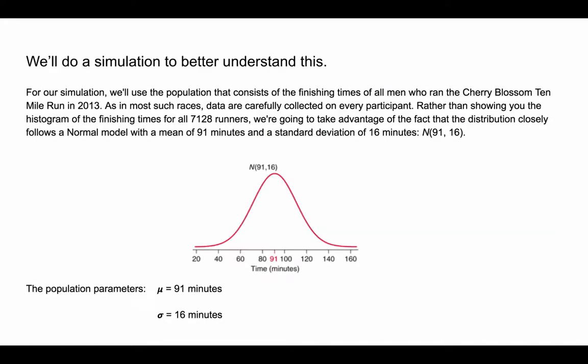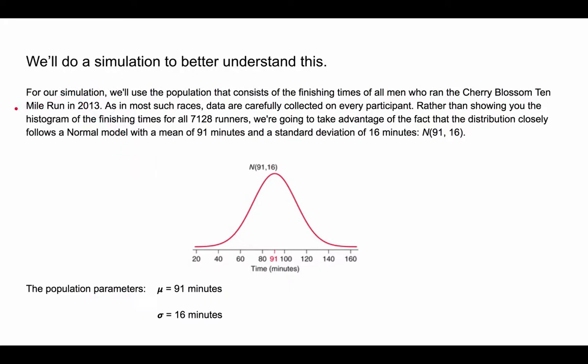Now, we're going to do a simulation to understand this better. So how is our simulation going to work? What's the scenario? We're going to look at a population that consists of all the finishing times of men who ran a race in 2013. Sorry, it's a 10-mile race, otherwise these times would be very slow.